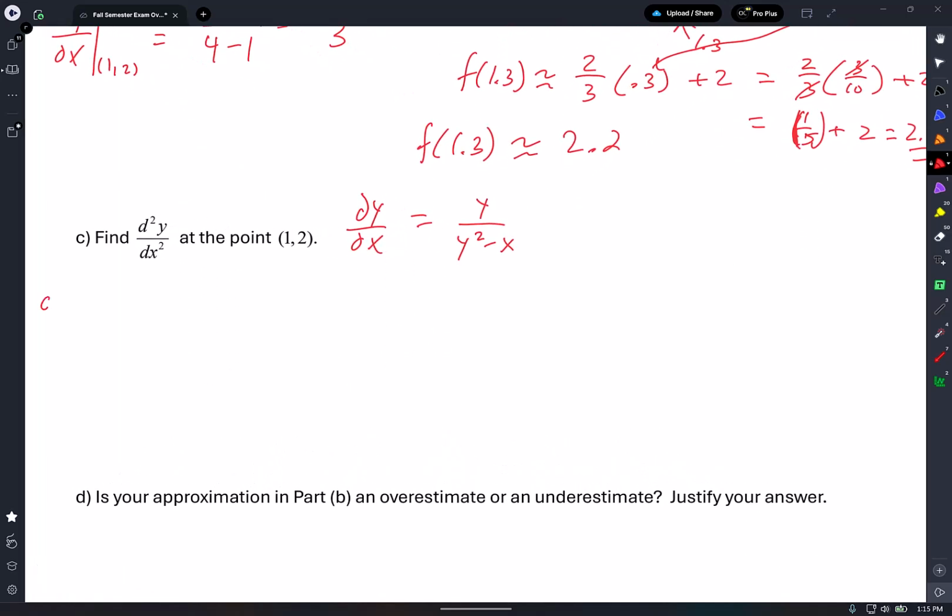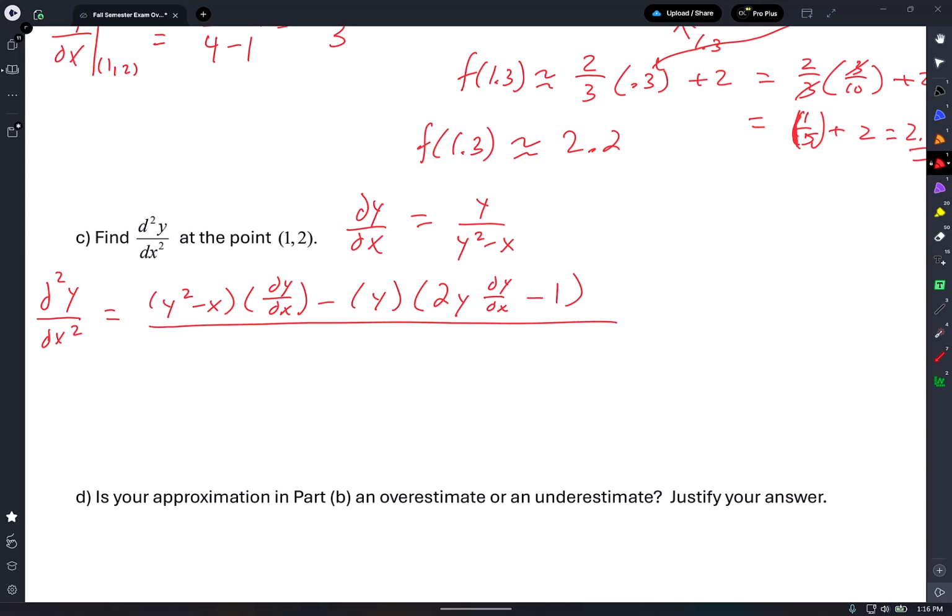I have to use quotient rule. There is no other way. You have to use quotient rule, guys. Bottom, y squared minus x times derivative of the top, dy dx, minus top, y times derivative of the bottom, 2y dy dx minus 1. I'm taking the derivative with respect to x. All this is over bottom squared.